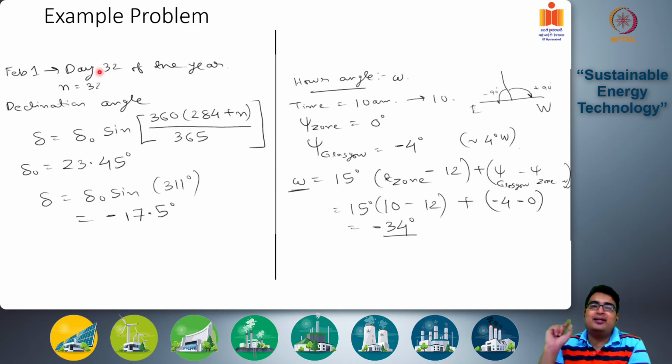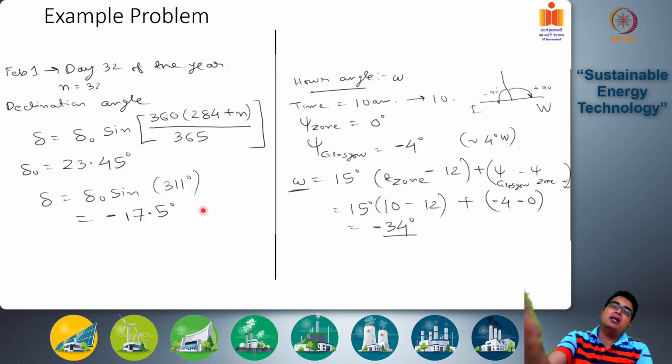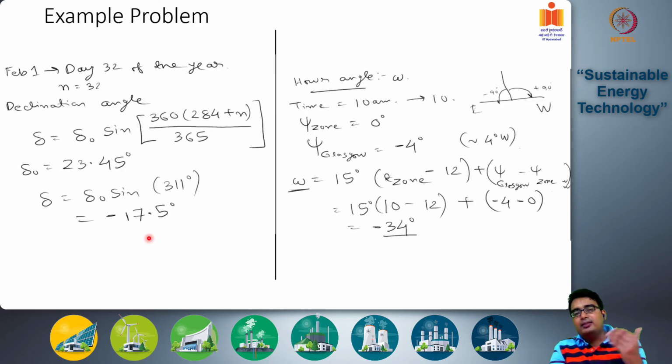February 1 is day 32 of the year, as we discussed earlier. So the declination angle is delta equals 23.45 sine of 360 times (284 plus 32) by 365. This is 311 degrees, so the declination is minus 17.5 degrees. The declination angle is negative because this is still winter time. The declination is towards the south, and southern movement of the sun is negative. So this value is correct, which is a good sanity check that you are on the right track.